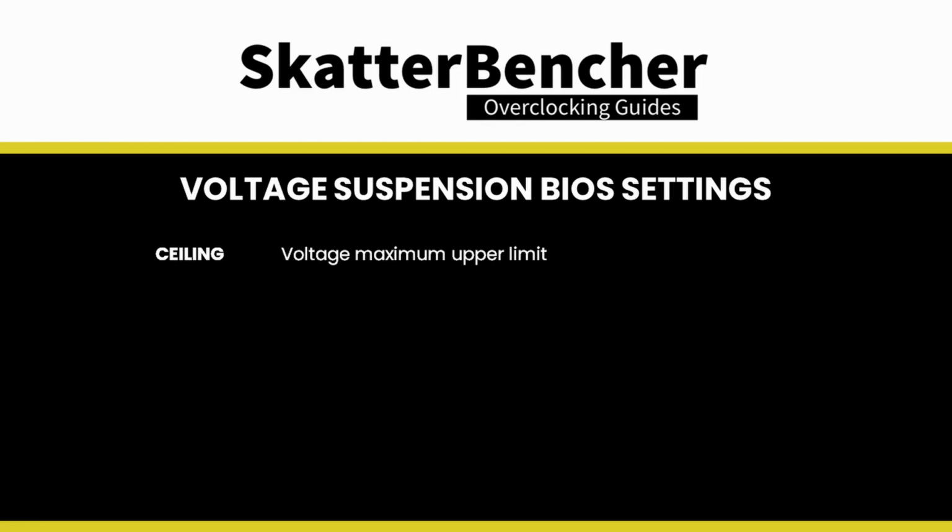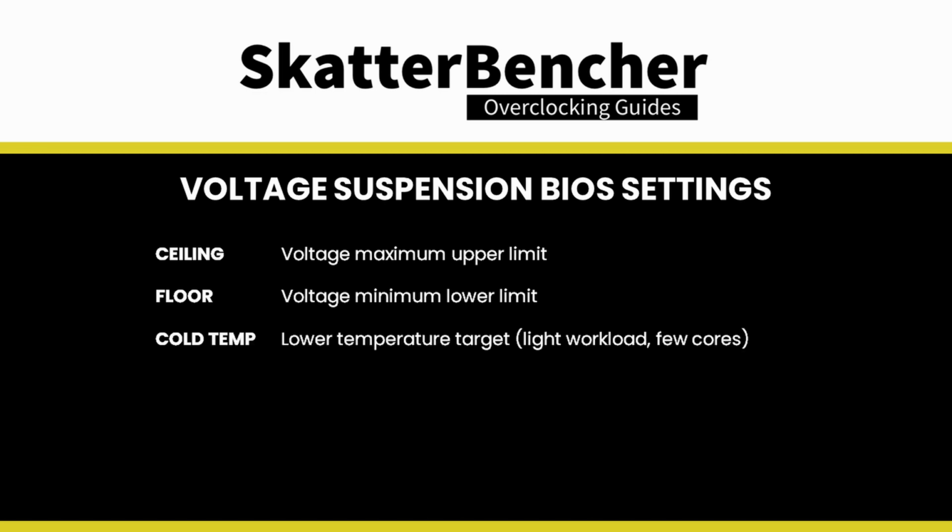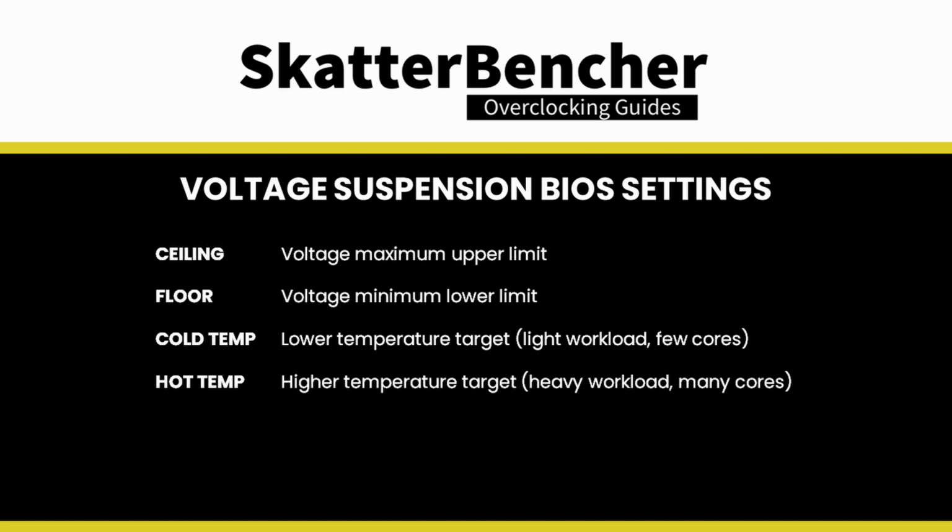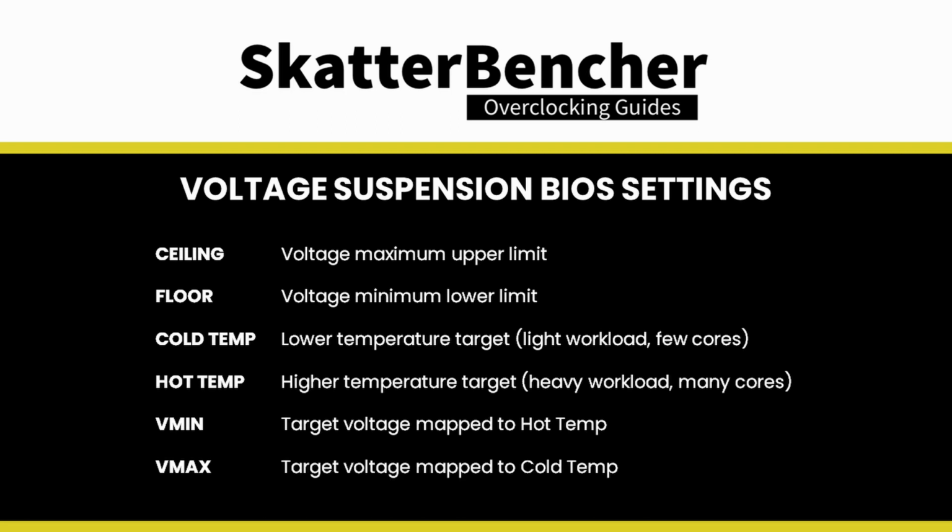Ceiling values determine the maximum upper limit of the allowed voltage. Floor values determine the minimum lower limit of the allowed voltage. Cold temp sets the lower temperature target. Lower typically means light workloads with few active cores. Hot temp sets the upper temperature target. Higher typically means heavy multi-threaded workloads with all cores active. Vmin voltages are mapped against hot temp targets, and Vmax voltages are mapped against cold temp targets.